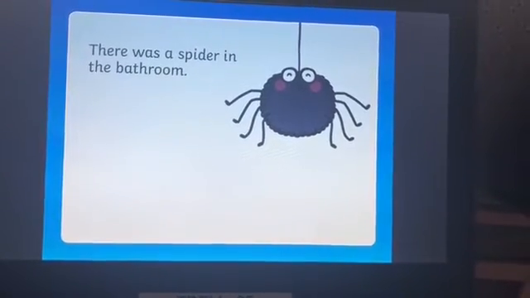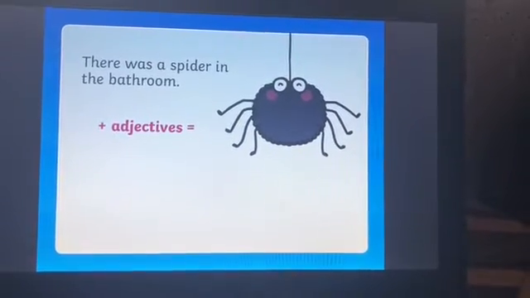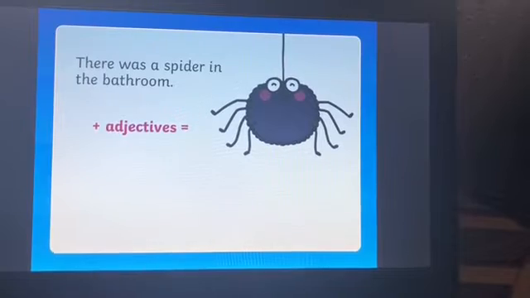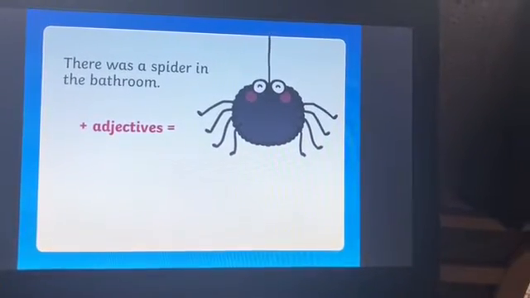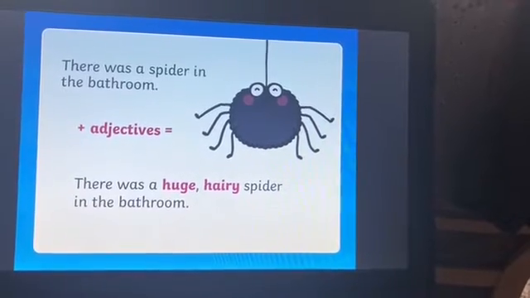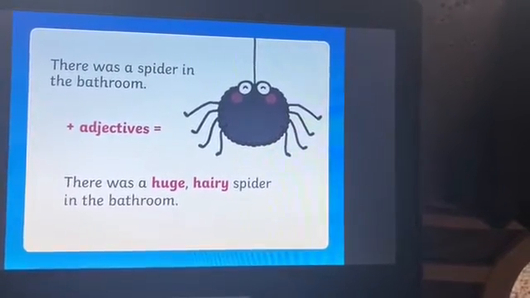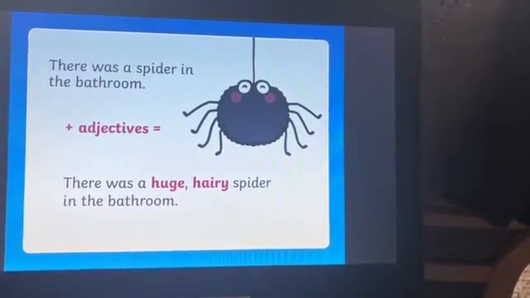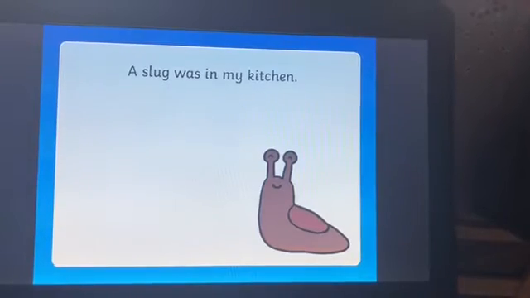There was a spider in the bathroom. So if we want to add an adjective or adjectives to that sentence to make it more interesting, the sentence will then become, there was a huge hairy spider in the bathroom. So that makes quite a boring sentence into a really exciting sentence.